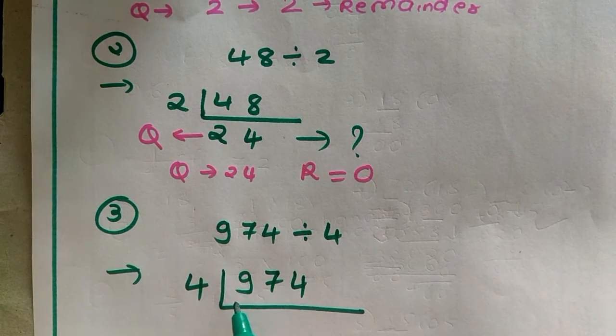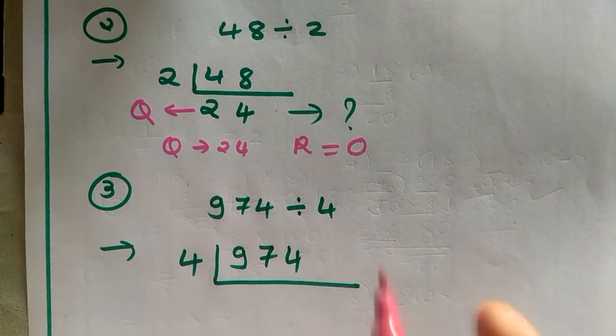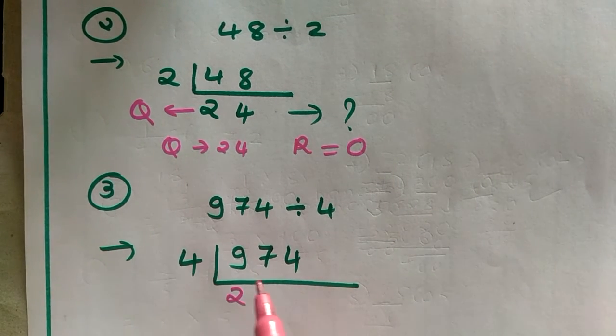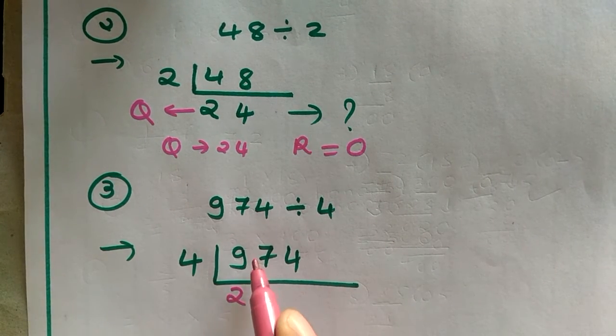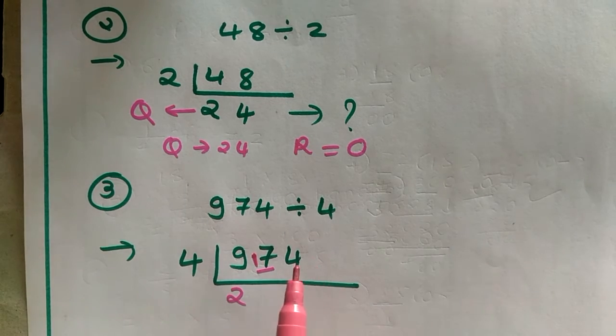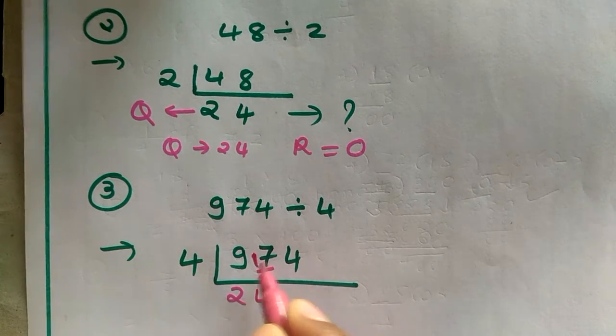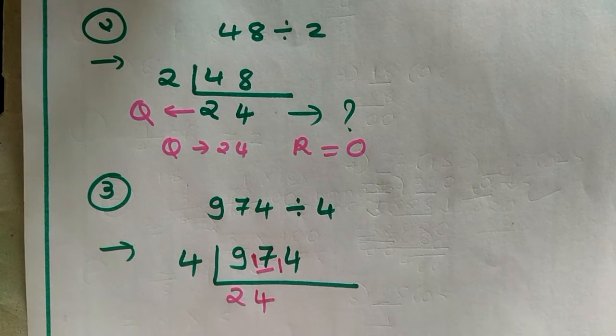Say the table of 4 till you get 9. So 9 will not come in the table of 4. So 4 2s are 8. So 9 minus 8 is 1. So 1 carry you have to put here. Next, say the table of 4 till it comes 17. So 17 won't come. So 4 4s are 16. So 17 minus 16 is 1. So we'll put here 1.